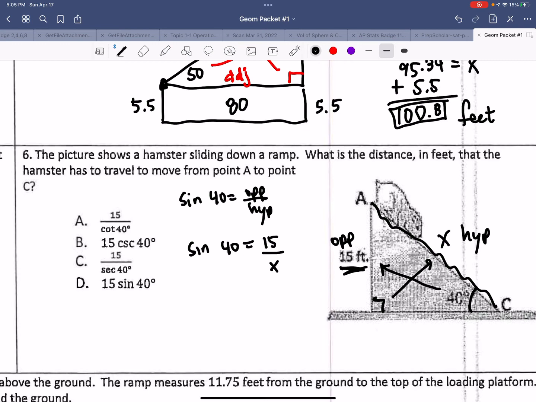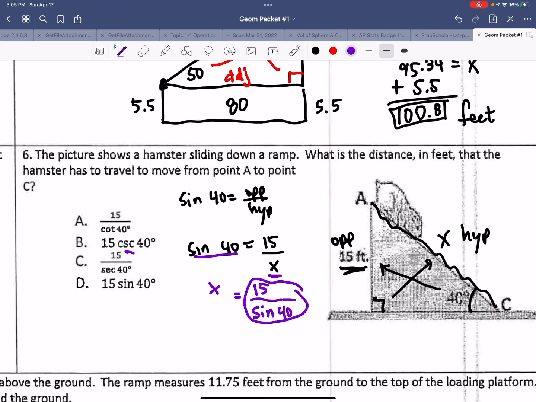Hypotenuse is x. All right, now we're going to do the Lynch swap. We're going to swap places here. It's totally okay to do. It's just kind of a shortcut. And then we're going to go looking for our answer. So we get 15 over the sine of 40. None of our choices are this.